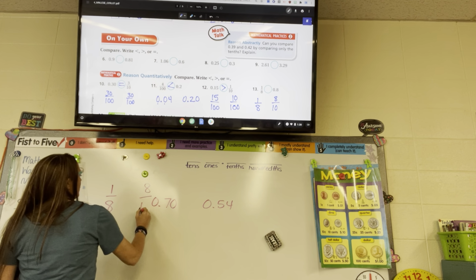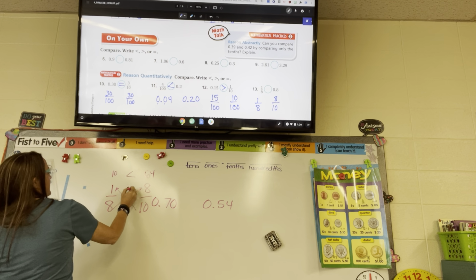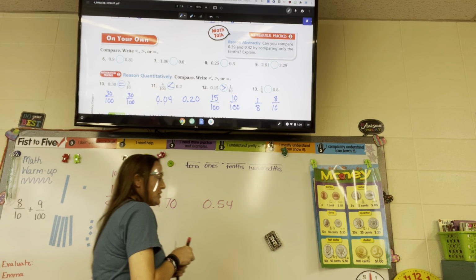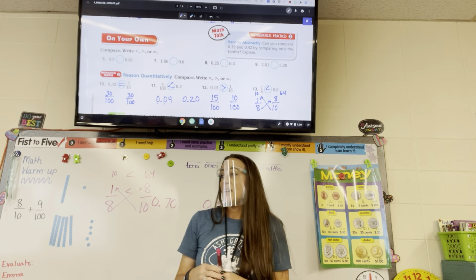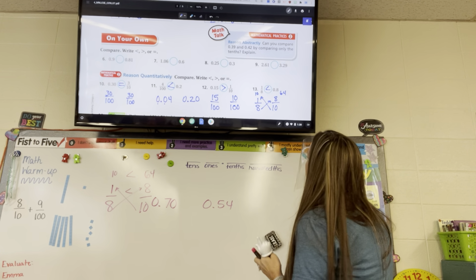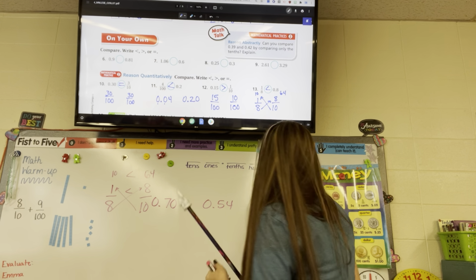So we go 8 times 8 is 64. 10 times 1 is 10. 10 is less than 64, so 1/8 is less than 8/10. So I'm going to draw a little cross multiplying here just to remind myself that that is how we did this. That's how we took a skill that we learned a while back and used it for something today.